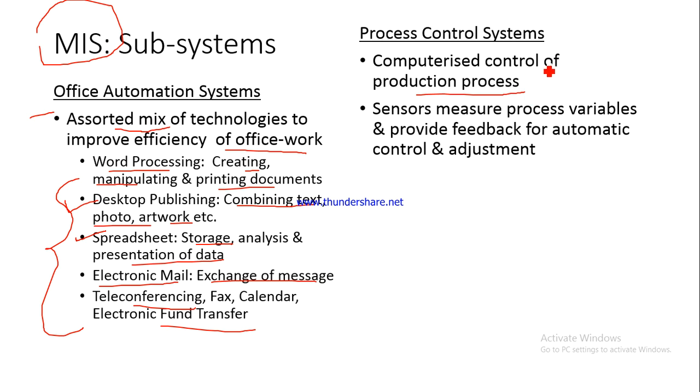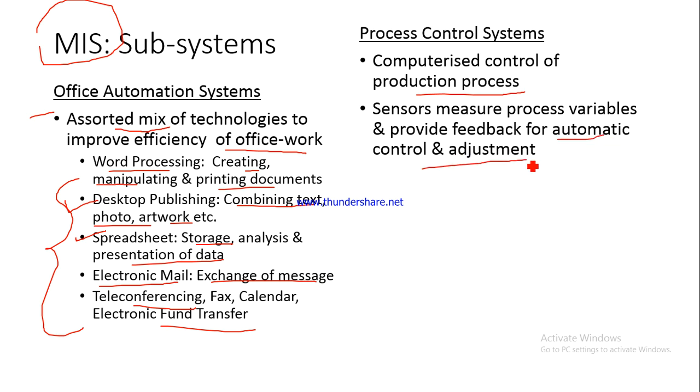The process control system would not allow the temperature to rise above 100 degrees centigrade or to fall below 100 degrees centigrade using the computer. Basically, there would be sensors. In my example, within the oven there would be sensors, and the sensors would be measuring the process variables. In our case, the process variable is the temperature. They will keep measuring the temperature, and based on the measurement, they would be providing feedback to the computer, and the computer would be making automatic controls and adjustments.